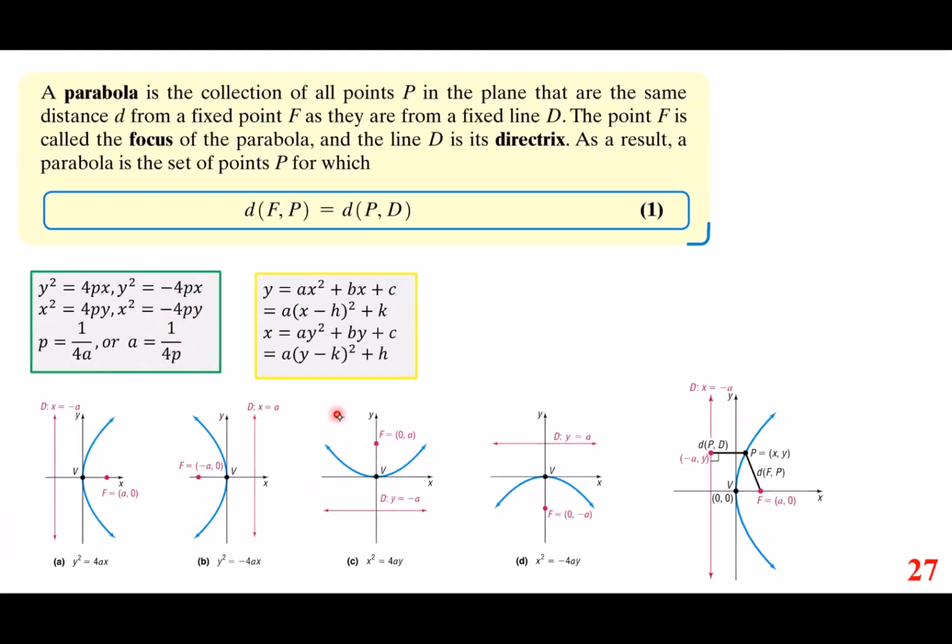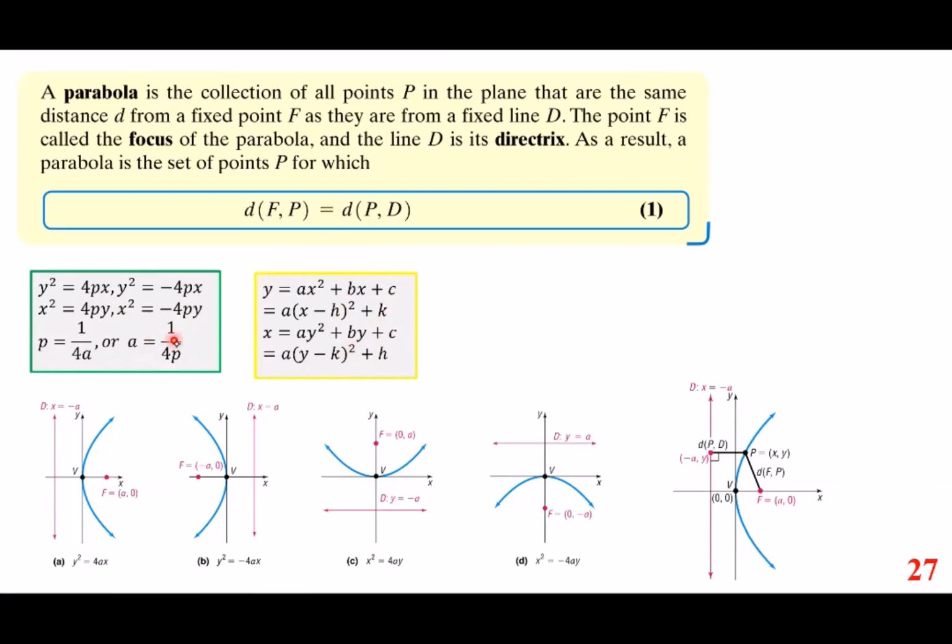The relationship between this a, and sometimes they call this one a, I want you to know that, but I like to use a different letter for that, either P or F. So this a and this P have the following relationship. P is 1 over 4a or a is 1 over 4p. This way, if you're familiar with this one, you know how to do it, you can go this route and then change it, it doesn't matter.